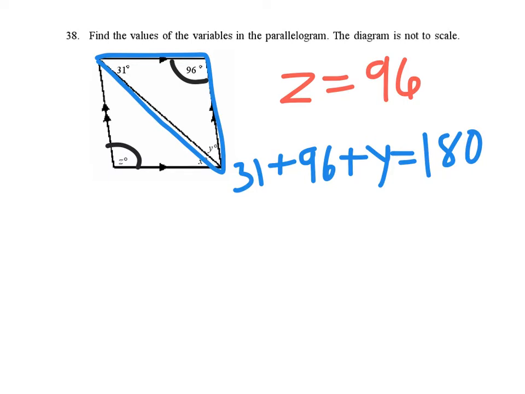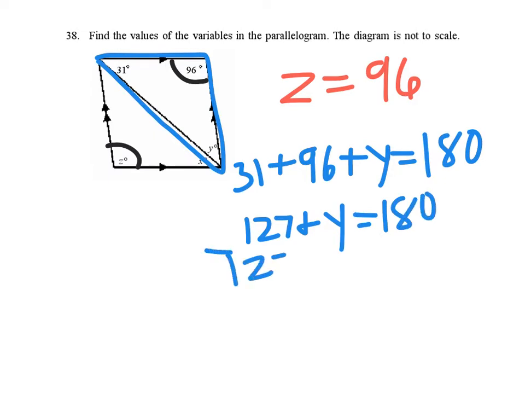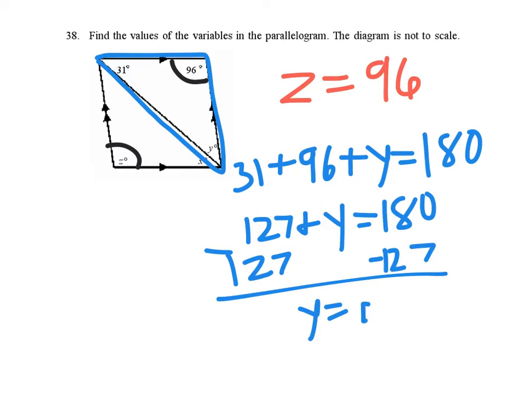If I add 31 and 96, I get 127, so we have 127 plus Y equals 180. We'll subtract 127 from both sides, and you get Y equals 180 minus 127, which is 53. So this part here is going to be 53.